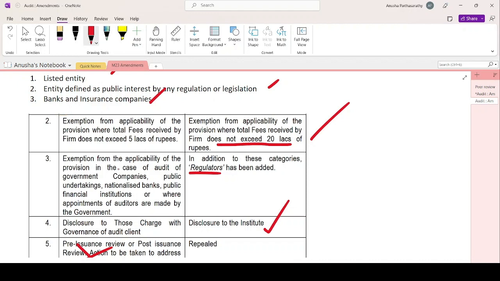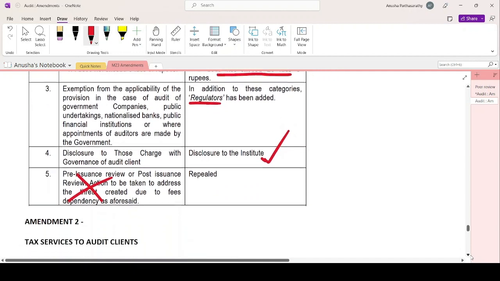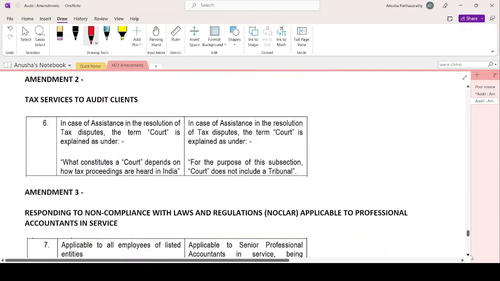And who are all exempt from the applicability? Government companies, public undertakings, nationalized banks, public financial institutions, or where the appointment of the auditors is made by the government or the regulators. And now it has been disclosed to the institute, and the pre-issuance review or post-issuance review is now repealed. Now, tax services to the audit clients.